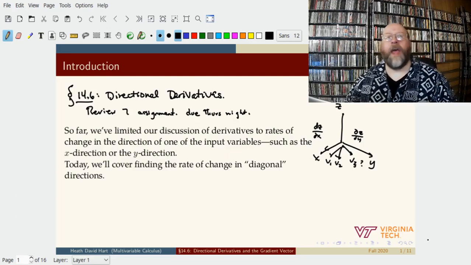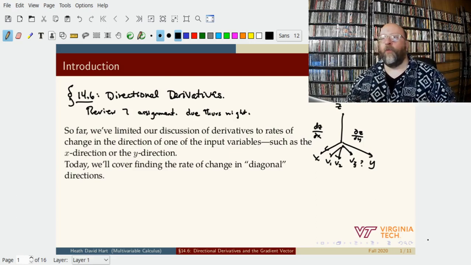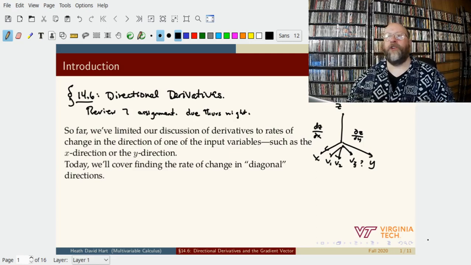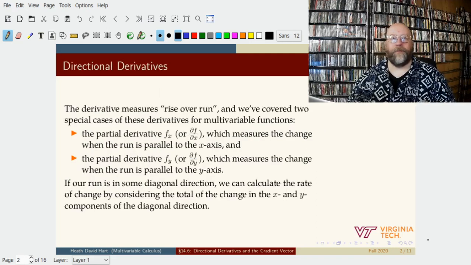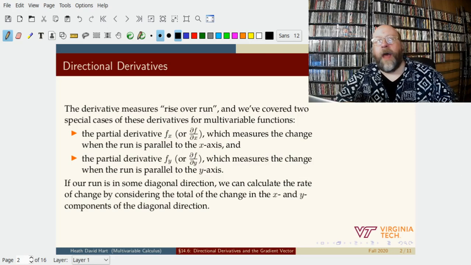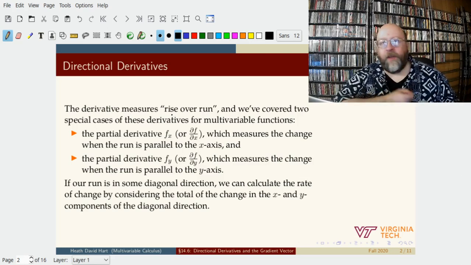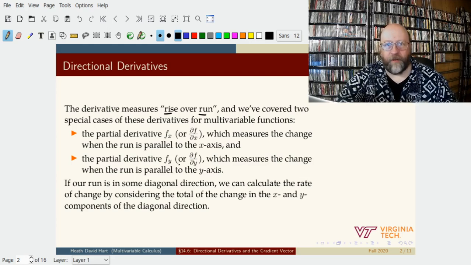That's what we're going to cover today: how do we find the rate of change in the output value of a function if the input is changing in a direction that's not exactly the x direction or the y direction. Okay, so the idea is, based on things that you already know, that we're going to calculate a rise, we're going to calculate a run, and we're going to divide them together to get an answer. So we're measuring rise over run, and we've covered the two special cases, the derivative in the direction of the x-axis and the derivative in the direction of the y-axis.